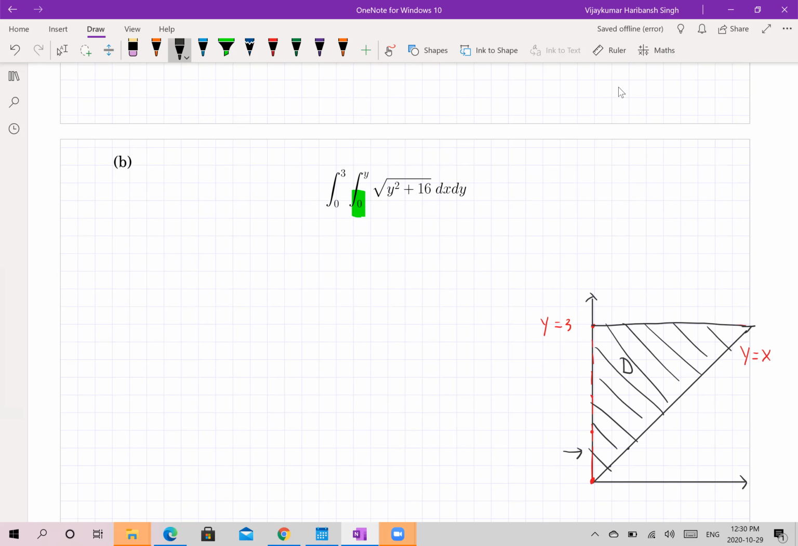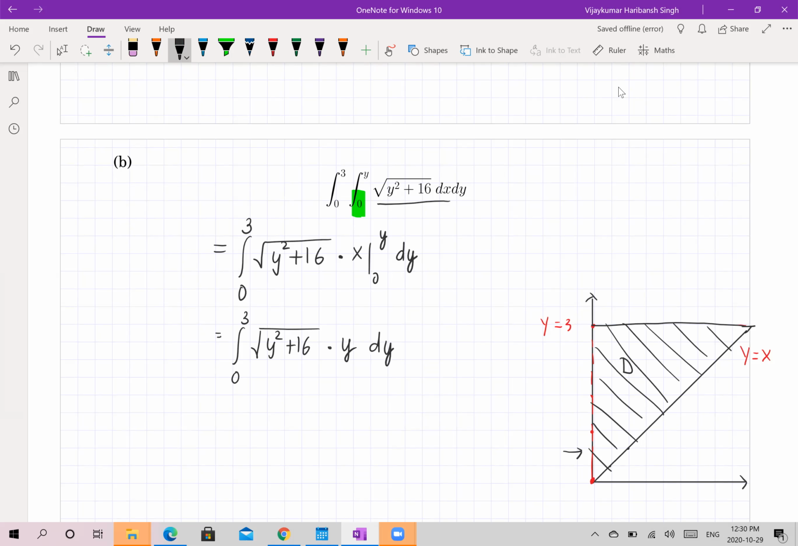So let's do this. So this integration is going to be 0 to 3. What is integration of this with respect to x? There is no x term, so it's going to be simply square root of y squared plus 16 times integration of dx, which is x, 0 to y, dy. Now this limit is only for x, so we have 0 to 3 square root of y squared plus 16 times y minus 0, which is dy.